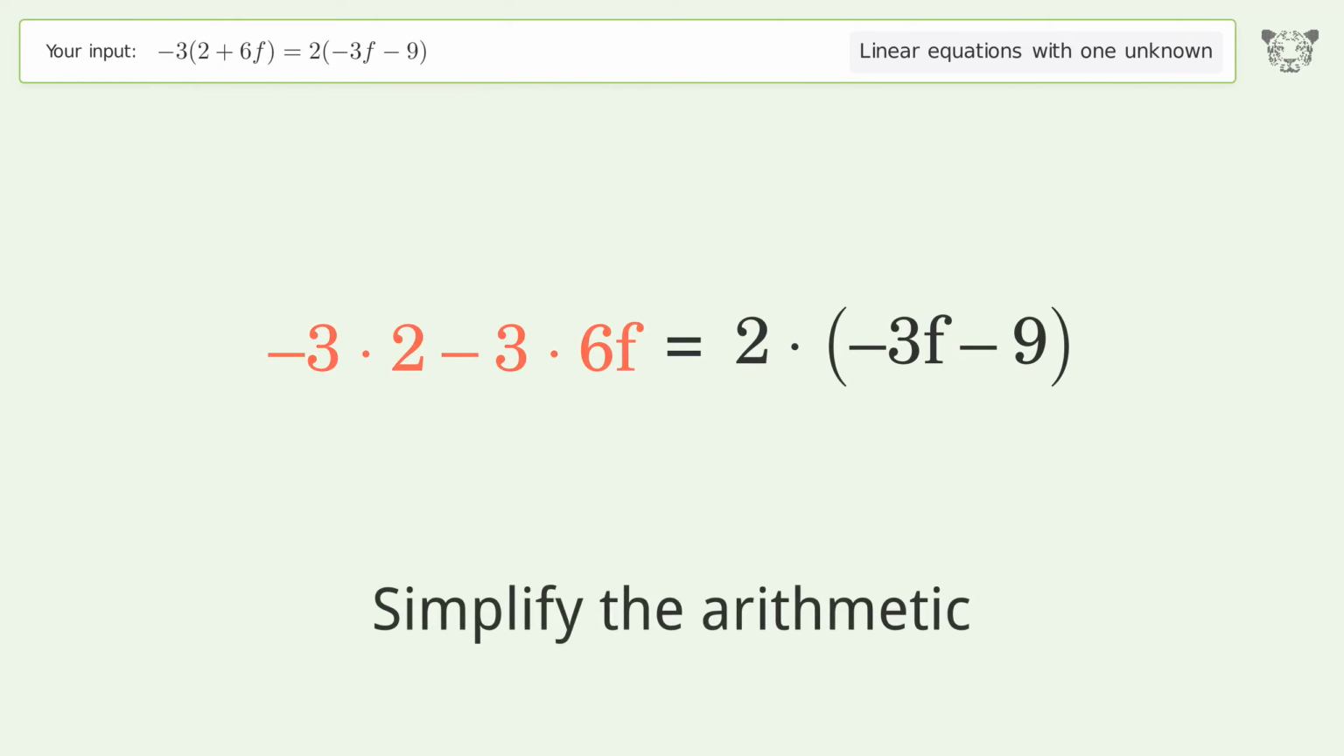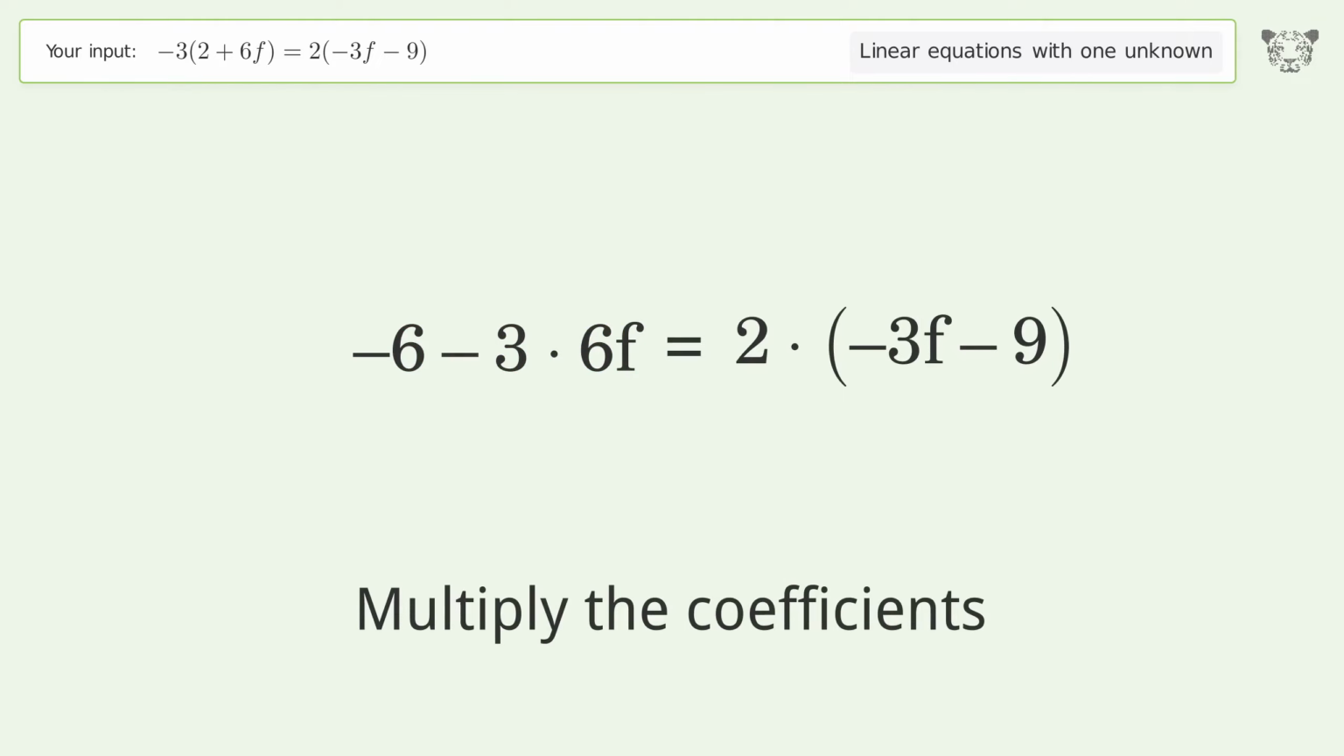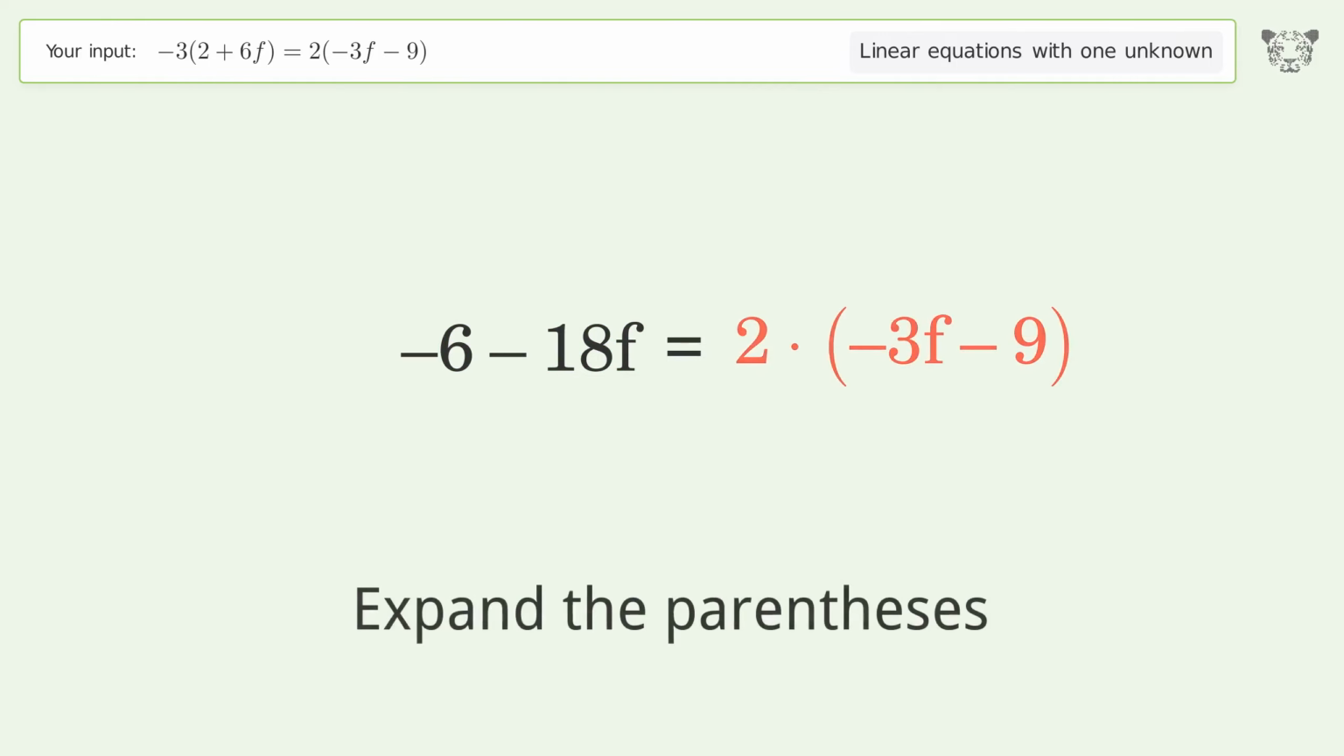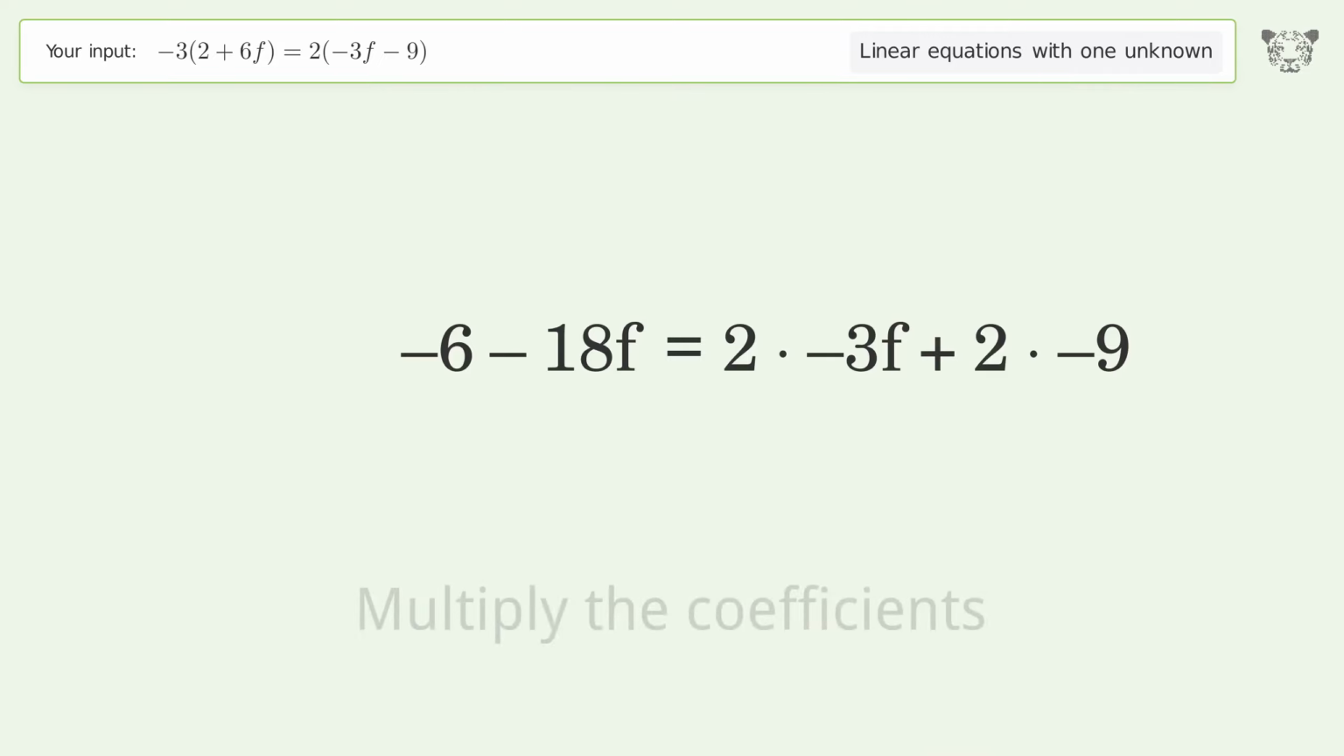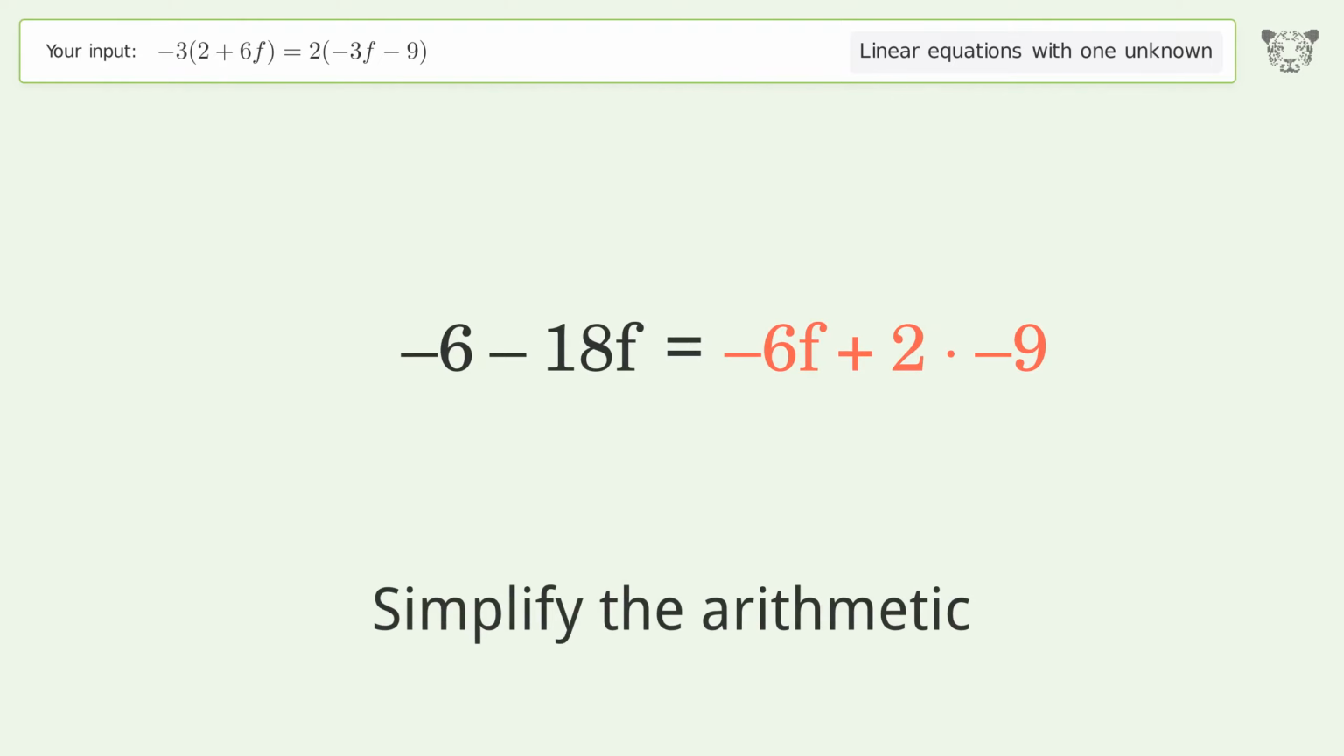Simplify the arithmetic. Multiply the coefficients. Expand the parentheses. Multiply the coefficients. Simplify the arithmetic.